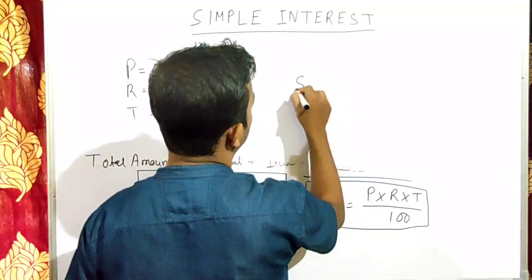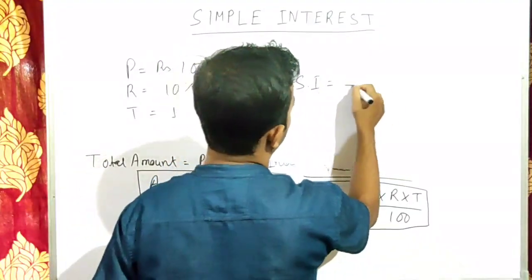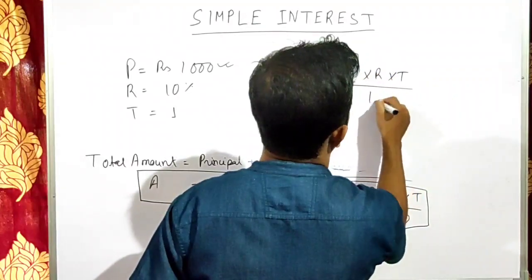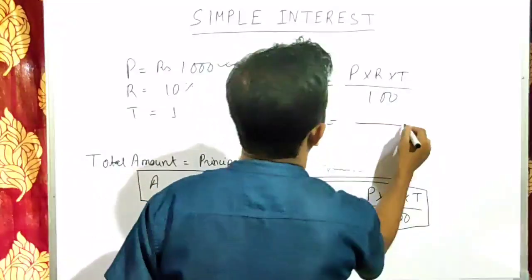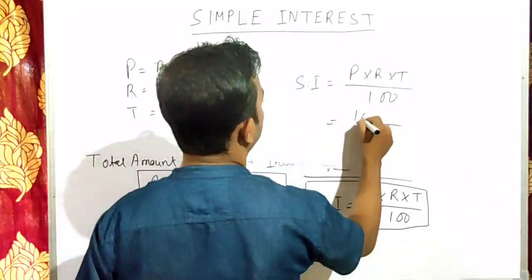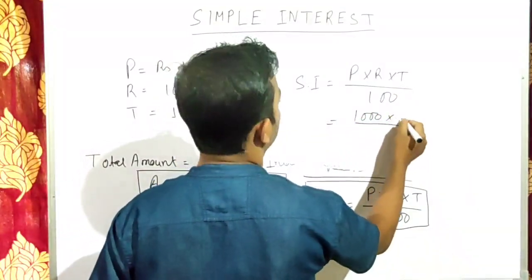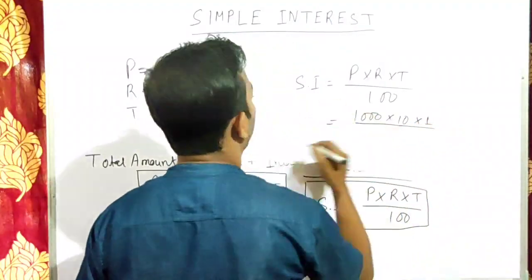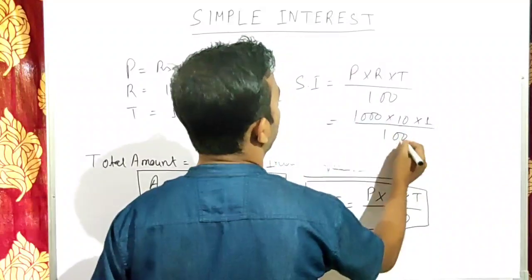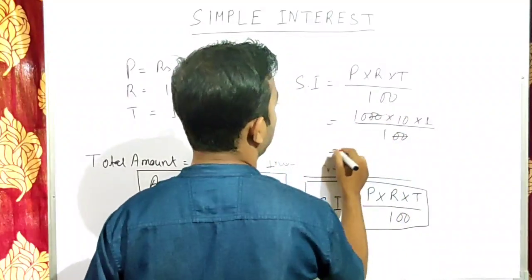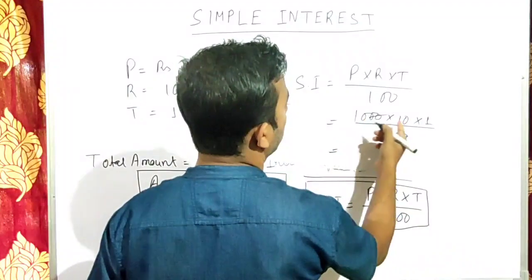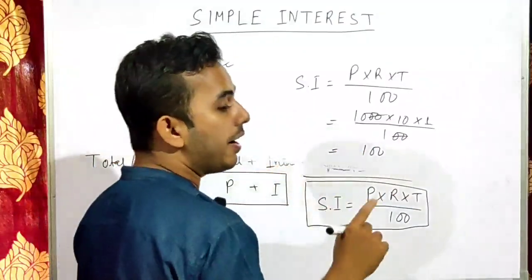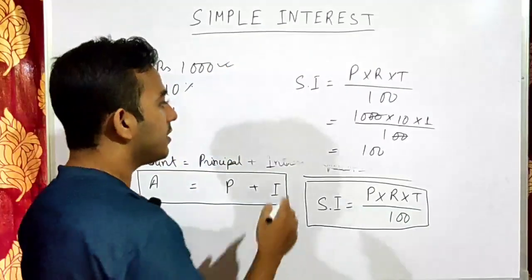So simple interest SI equals P into R into T divided by 100. Here P is 1,000 into R is 10 into T is 1, divided by 100. The 100 cancels with two zeros. So 10 into 10 is 100, so you will get 100 rupees more. This is the simple interest.